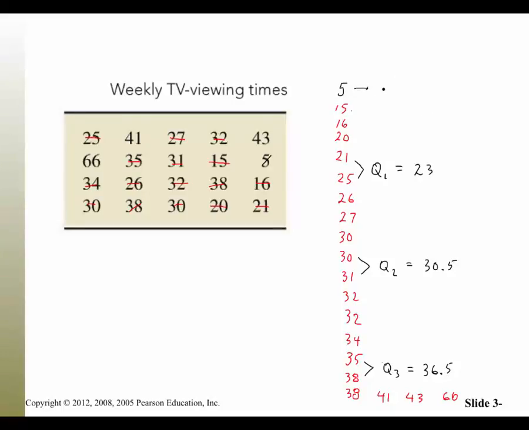Min's just the lowest, and the max is the highest. So that's our five-number summary: min, quartile 1, which is the median of the lower half of the data, quartile 2, which is the median, quartile 3, which is the median of the upper half, and then the max. So it'd be 5, 23, 30.5, 36.5, and 66. Sorry, lost my place. 66.